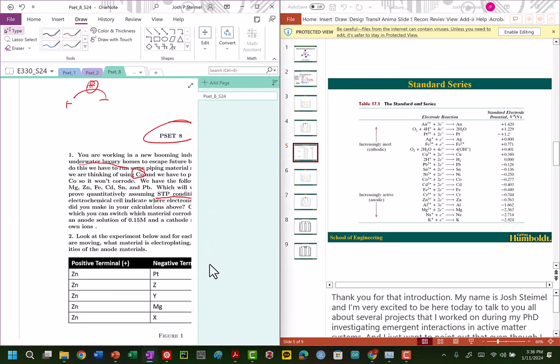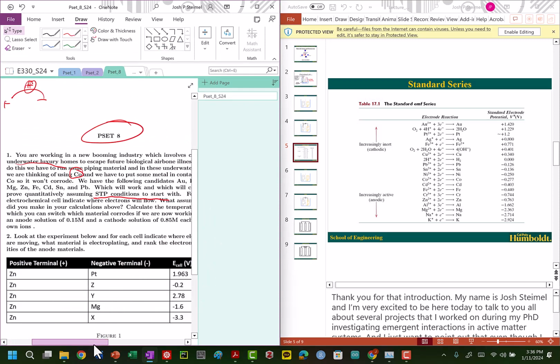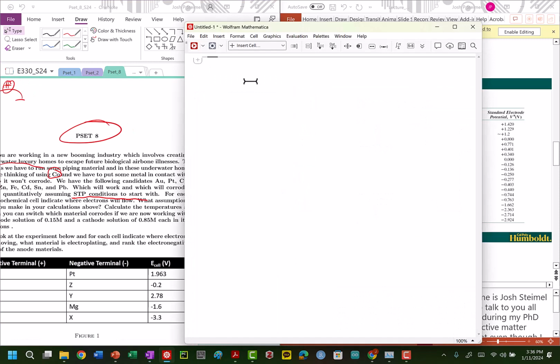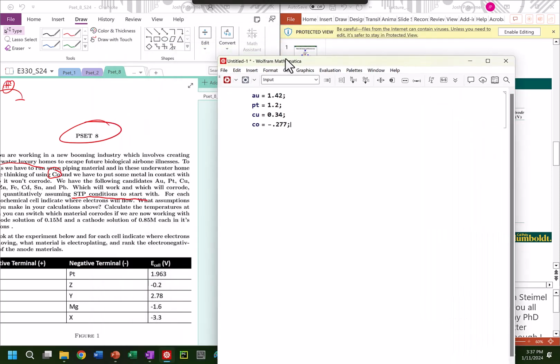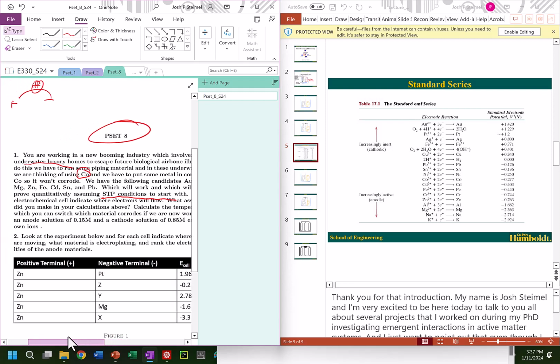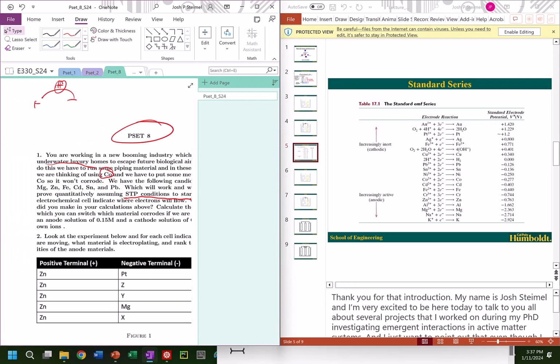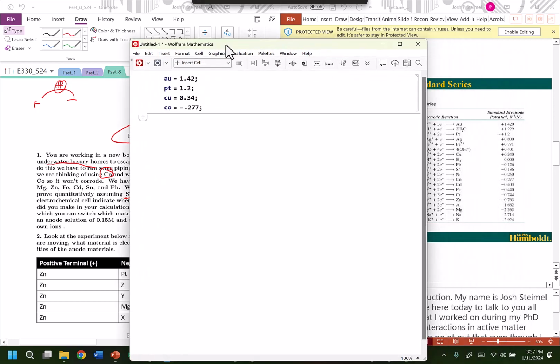Let's do side by side for now, because we are going to look at Au, Pt, Cu. Au is going to be 1.42. Pt is going to be equal to 1.2. Cu is going to be equal to 0.34. We know we're looking with cobalt, which is going to be minus 0.277. What else do we have here? Au, Pt, Cu, and then Mg. So we've got quite a few. Mg, Zn. Here we go.